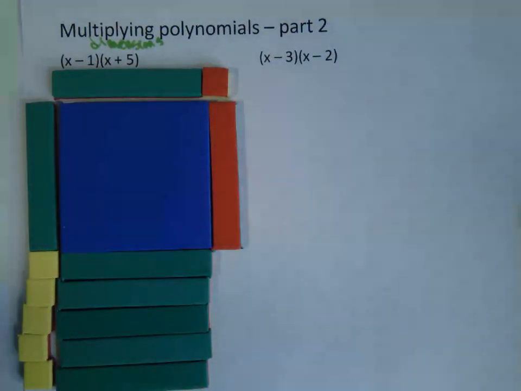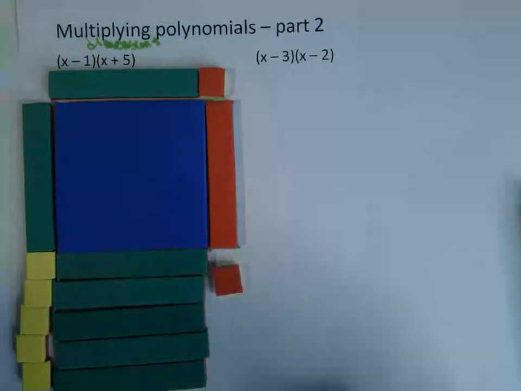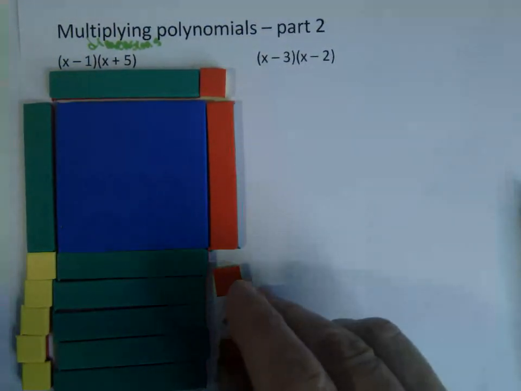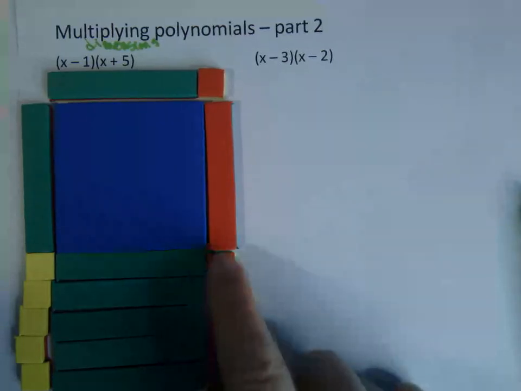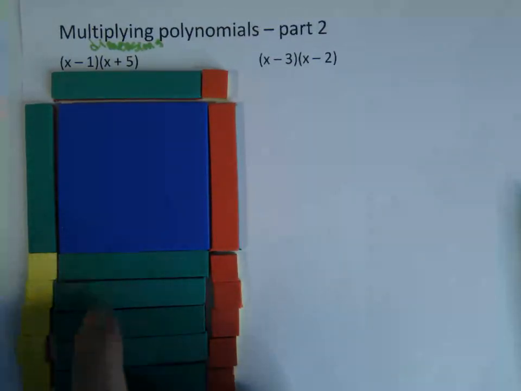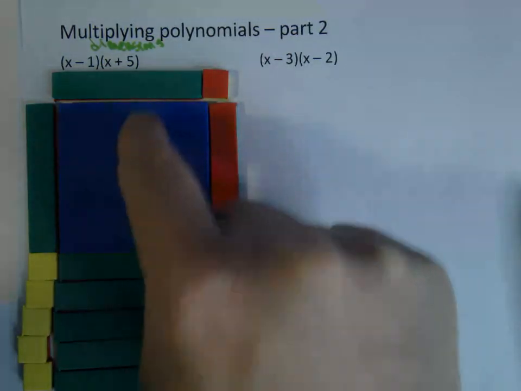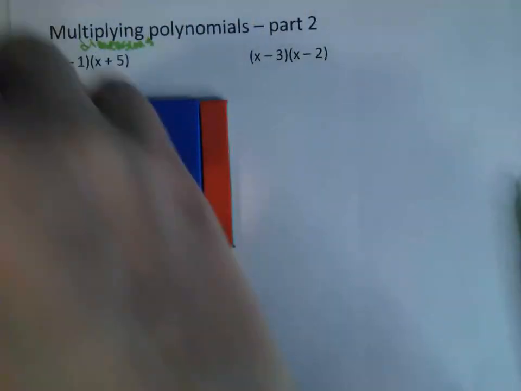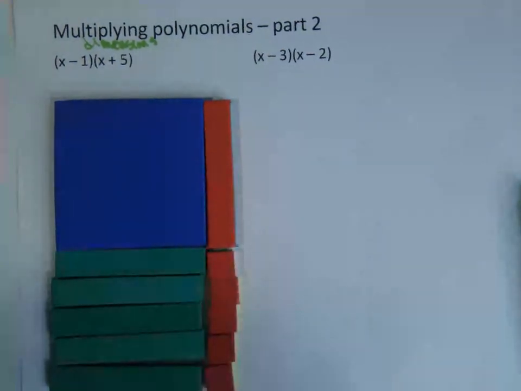And then we need to fill in this space that's negative 1 times positive 5, which is negative 5. So this area is negative 1 by 5. This area is x by 5. This area is negative 1 by x. And this area is x by x. So those were the dimensions, but the dimensions are not the answer. The area is the answer.